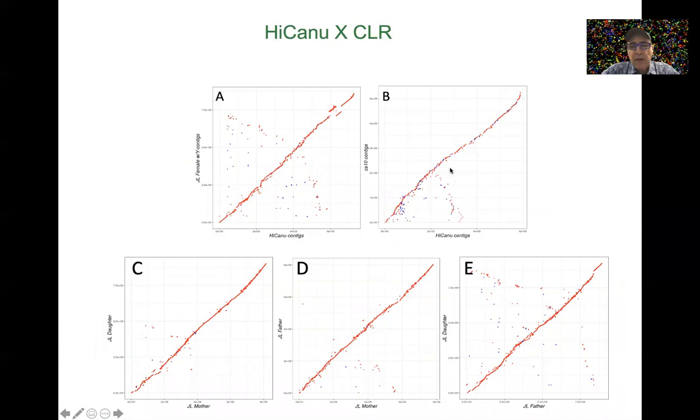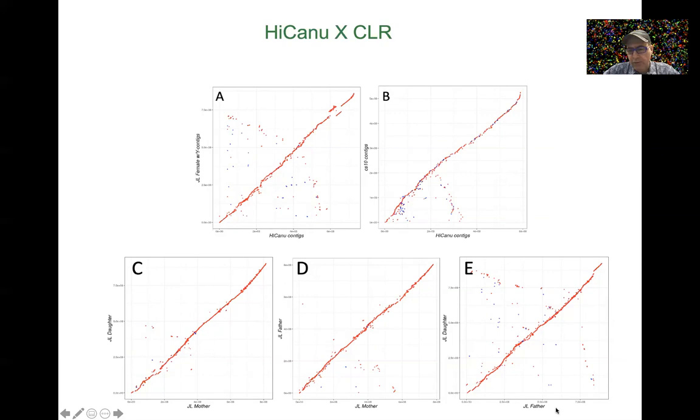This one was done with older sequencing technology, but nevertheless still has, I think, 750 kb N50s from an assembly standpoint. And they did some scaffolding as well to clean it up. And then we've done these MUMmer alignments against all the other references: daughter to mother, father to mother, daughter to father, and the high canoe to CS10.